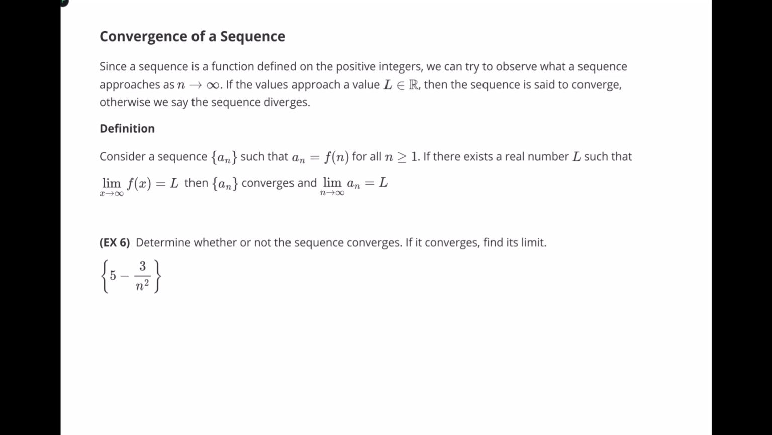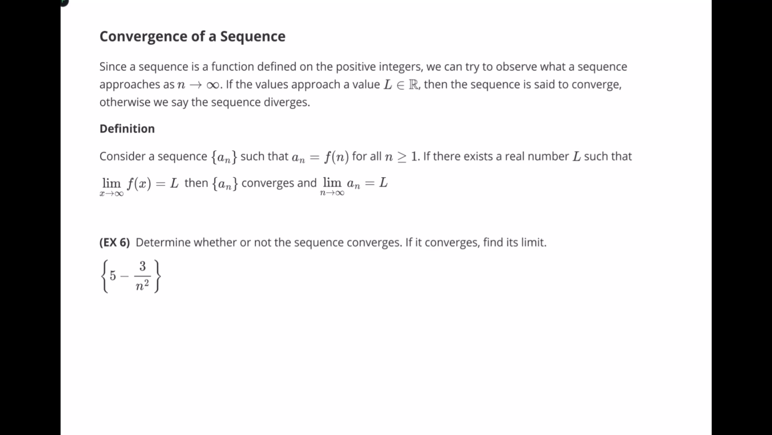Now let's turn our attention to a topic of determining whether a sequence converges to a real number or if it runs off to infinity. If it converges to a real number, what that means is as you let the value of n increase without bound, so you let n increase to infinity, the value of the sequence terms is approaching a specific number and not just running off to infinity.